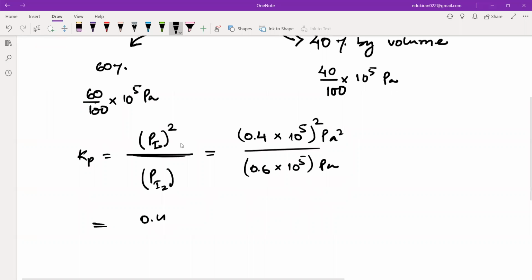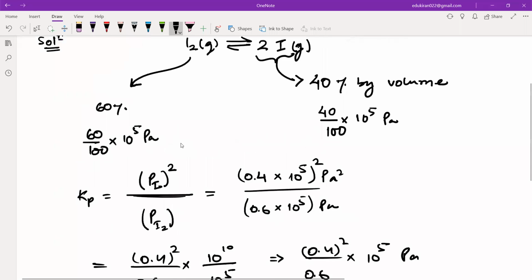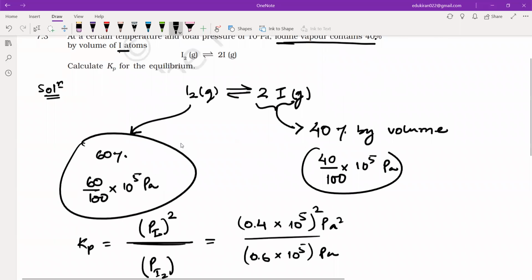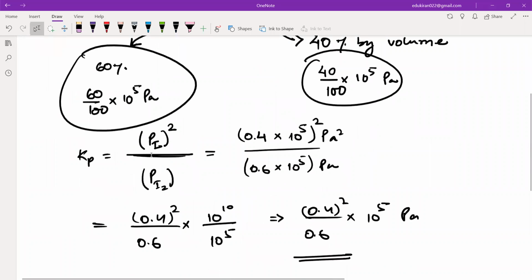So you will be getting 0.4 square divided by 0.6 into 10 to the power 5 divided by 10 to the power 5. So this will give you 0.4 square divided by 0.6 into 10 to the power 5 Pascal. So you can just solve this and you will get the answer. Okay, so the idea was this was the only barrier. Other things I think you know, right? Yes, sir. Okay.